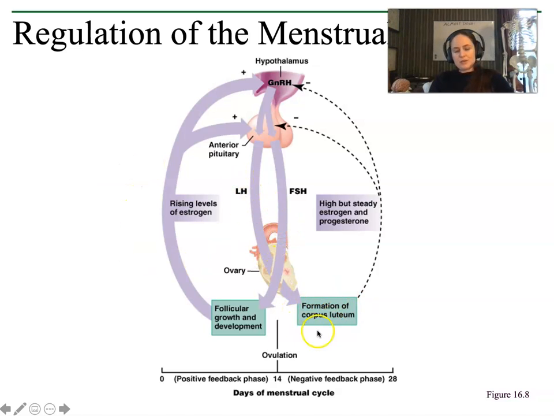The LH is going to trigger formation of the corpus luteum. FSH is going to support follicular growth and development. When these peak, that is going to trigger ovulation, right? Now, they're also going to correlate with rising levels of estrogen.